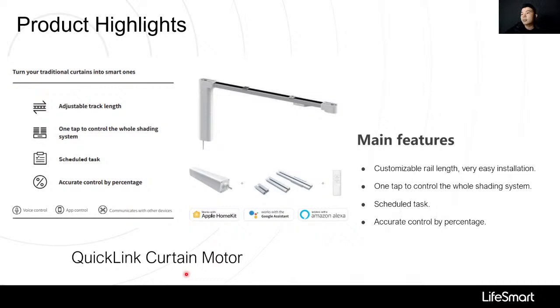The second smart curtain motor is quickling curtain motor. Here is the appearance picture. You can see it's actually a suit, including motor, tracks, and remote controller. Its main features: customizable rear lens, and it's very easy to install. And one tap to control the whole shading system, support scheduled task, and can control accurately by percentage.